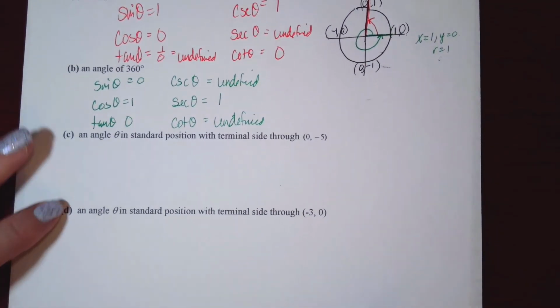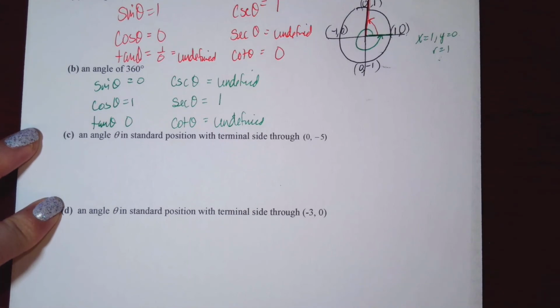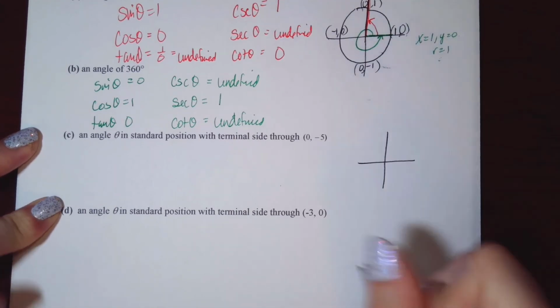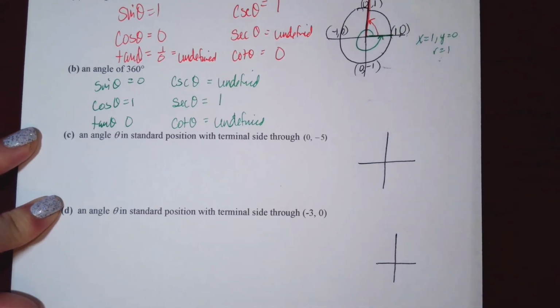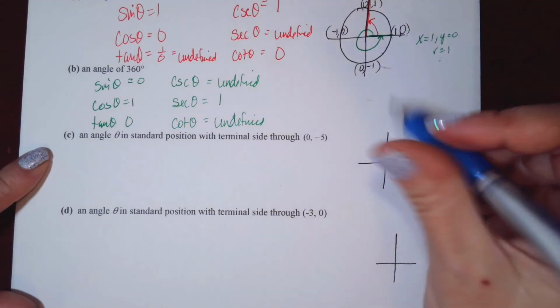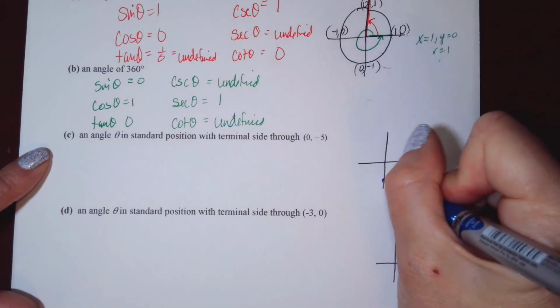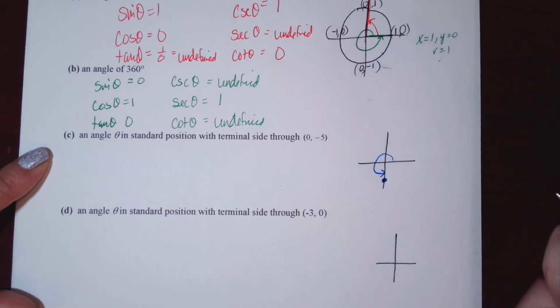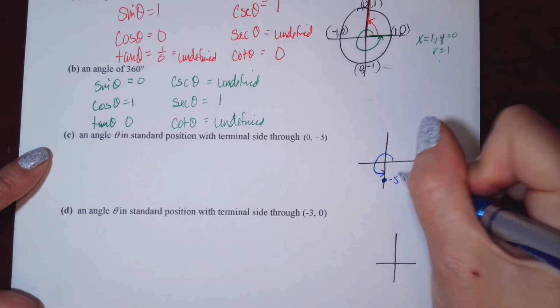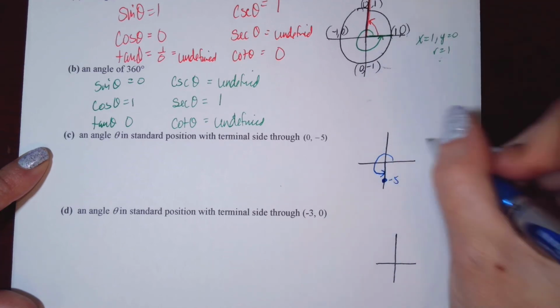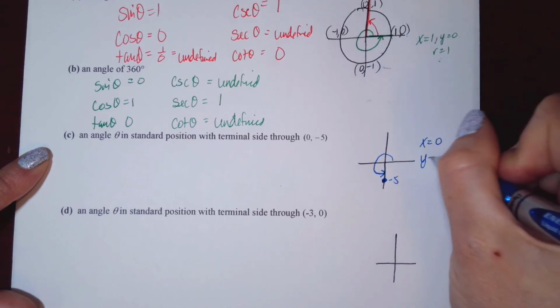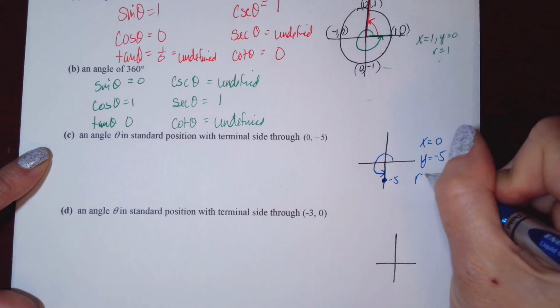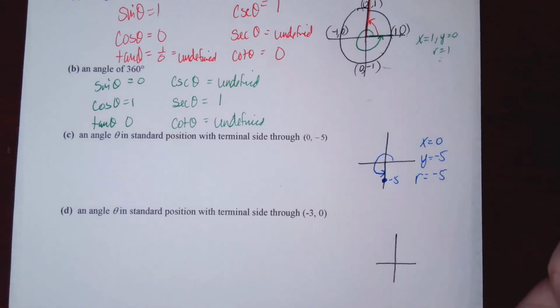Alright, for C and D, I'm given a point that I need to put on my xy coordinate plane. For C, my point is at 0, negative 5. So that's right here. That would be a 270 degree angle, 0, negative 5. So if this is negative 5, I have x is 0, y is negative 5, and r is going to also be negative 5.